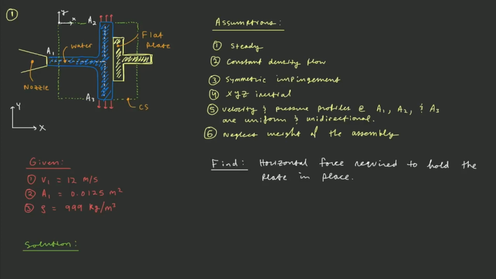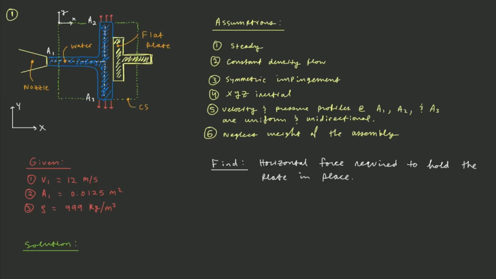Okay, so in this example problem, we're going to be looking at Reynolds Transport Theorem and specifically the Newton's second law or conservation of linear momentum variation of Reynolds Transport Theorem, looking into how much horizontal force is required to hold this flat plate statically in place against this incoming impinging jet of water from this nozzle.